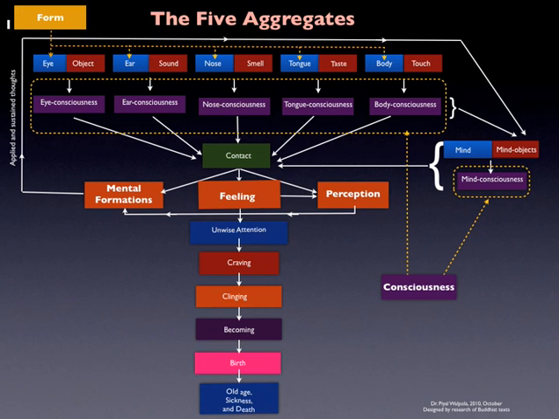That's number one. Then number two is feeling, or in Pali, Vedana. Number three is perception, or Sanya in Pali. Number four is mental formations, or Sankhara in Pali. And number five is consciousness, which is shown in purple here. So these are the five aggregates, and the human being basically consists of five aggregates: form, feeling, perception, mental formations, and consciousness.